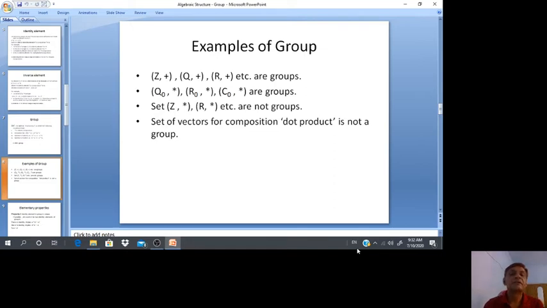We see that the set Z of integers is not a group for the composition multiplication. Why? Because every element of Z is not invertible, as we saw earlier. The set of vectors for the composition dot product is not a group.